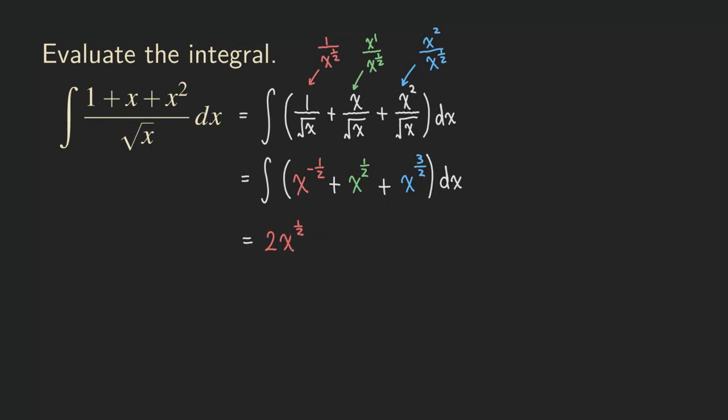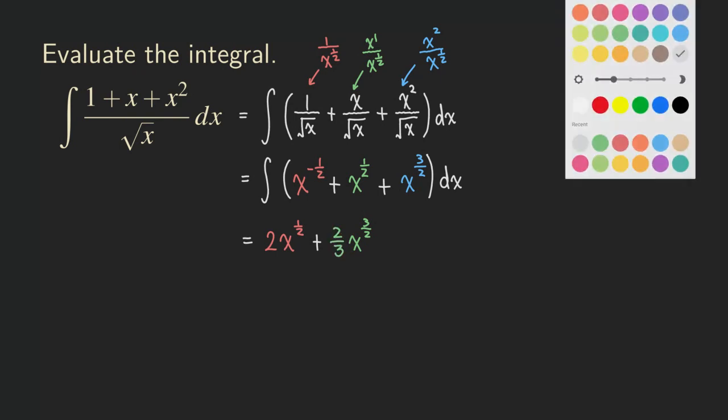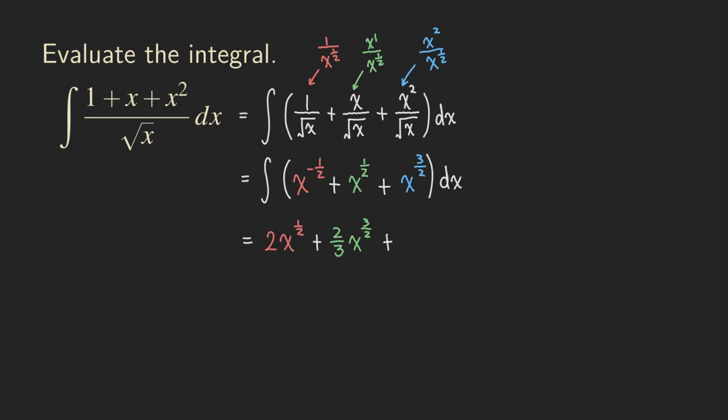Next one is the x to the 1/2 right here. We add 1 to the 1/2, and we get 3/2. And then in the front, we need to multiply by the reciprocal of this new power, so we get 2/3. So that's simple. Continue with the last term.